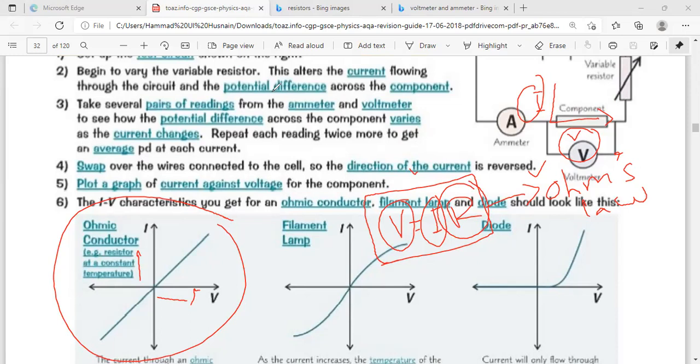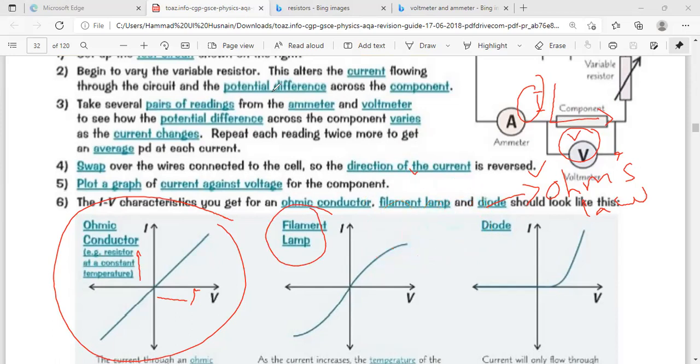But there are certain other appliances or machines that don't obey Ohm's law. Let me give you an example of a filament lamp. A filament lamp doesn't obey Ohm's law, so it will not have a straight line like the earlier one. It has a bit of a curve like this. Let me draw a straight line.